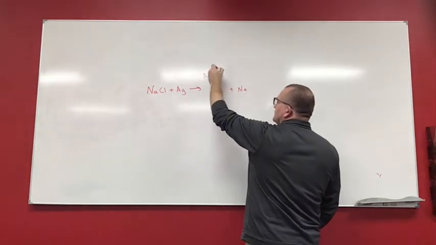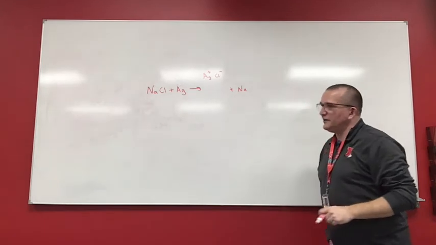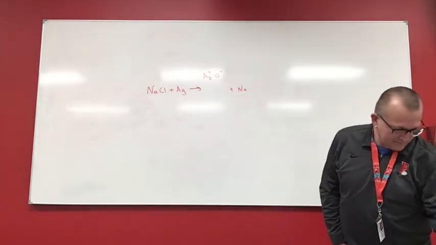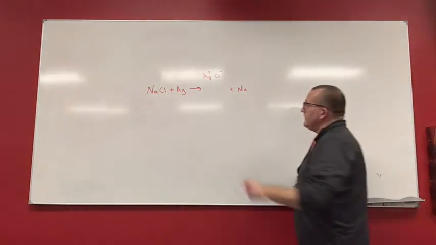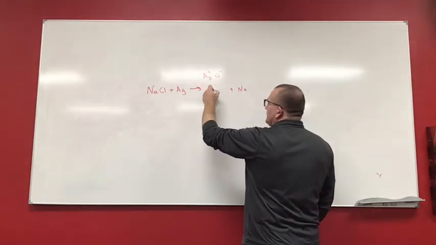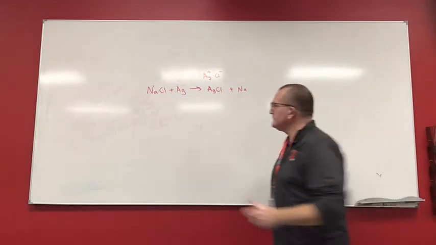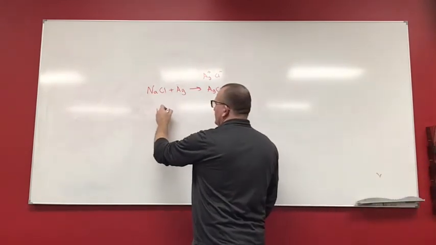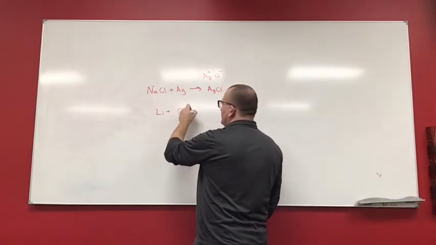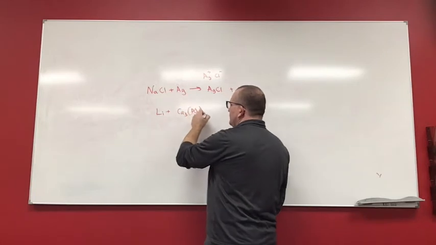Now I have to know charges. Silver is always positive 1, chloride is always negative 1. And then I got AgCl plus Na. B, Li plus Ca3(PO4)2.